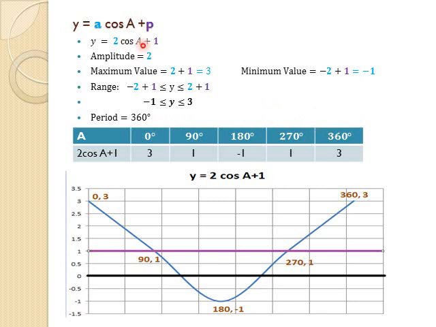Right, so cos of 0 is 1, 1 times 2 gives me 2, plus 1 gives me 3. Cos of 90 is 0, 0 times 2 is 0, plus 1 gives me 1. Cos of 180 would give me negative 1, times 2 gives me negative 2, plus 1 gives negative 1. 270 and 360 you can verify on your calculator. If I plot 0 and 3, 90 and 1, 180 and negative 1, 270 and 1, and 360 and 3.